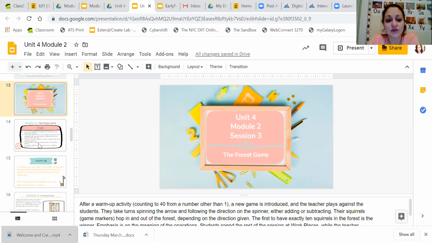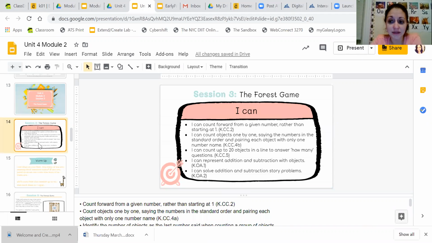The forest game. There are a lot of I can statements here. I can count forward from any number rather than starting at 1. I can count objects one by one, saying the numbers in the order that they go. I can count up to 20 objects in a line to answer how many questions. I can represent addition and subtraction with objects. And I can solve addition and subtraction story problems. So if you could take aim, that would be great. Let your arrows go.